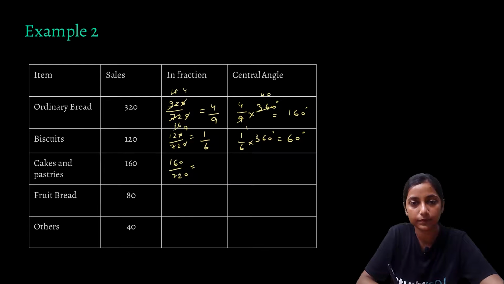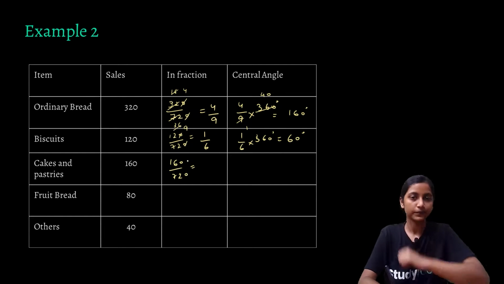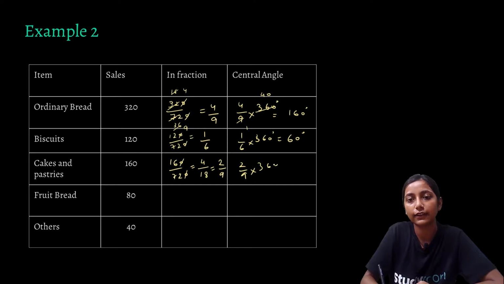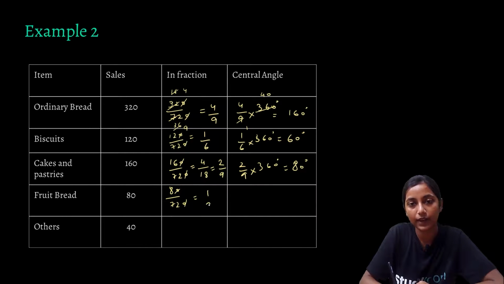Another one is 160 by 720. This will be divided by 4, and then we can do it as 2 by 9. So 2 by 9 of 360, that will be 80 degrees. Next one is 80 by 720, that is 1 by 9. 1 by 9 again of 360 degrees is 40 degrees.